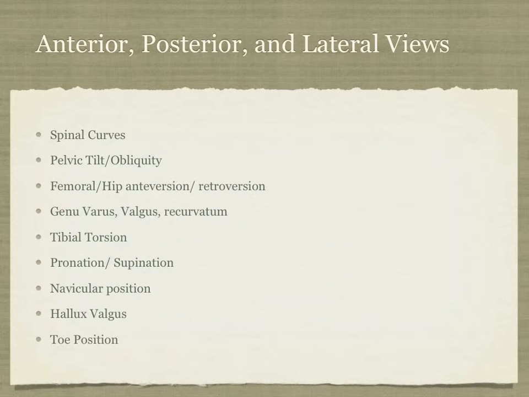Anterior, posterior, and lateral views. Some of the spinal curves you're looking for are kyphosis, lordosis, and scoliosis. Next, observe for pelvic tilt or obliquity in the frontal plane, the sagittal plane, and the transverse plane. A normal neutral tilt, according to Jenny McConnell, is the ASIS is 15 degrees in front of the PSIS and in the same plane as the pubic symphysis.